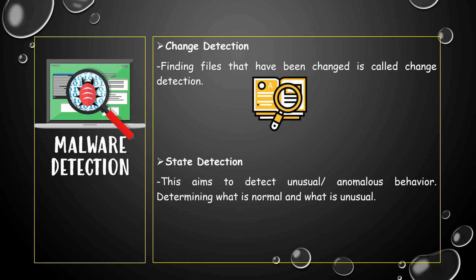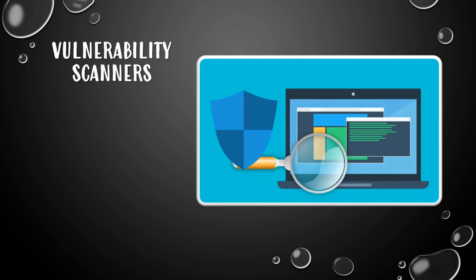Next, another malware detection is the change detection. In this, a file that changes unexpectedly is flagged. Next is the vulnerability scanners.